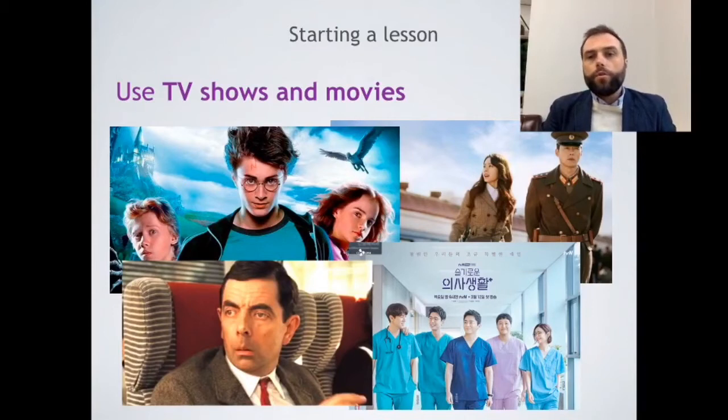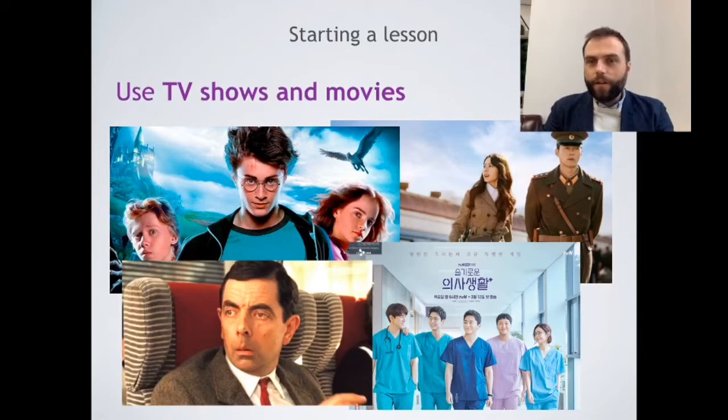Next tip, use TV shows and movies. Okay, so you might have an example of a TV show or a movie, and that becomes the hook to grab your students' attention, to get them into the lesson. And again, that allows you to model and demonstrate and give some target language examples. So I've got some examples here, a couple of dramas, some Korean dramas.